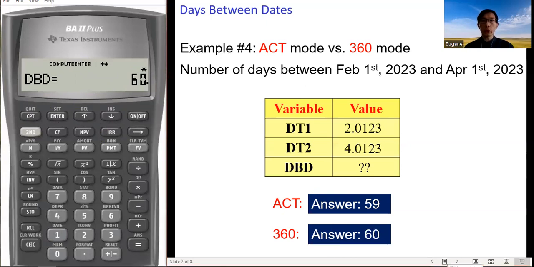This counting method assumes there are 30 days in both February and March 2023. So 30 plus 30, we get 60.